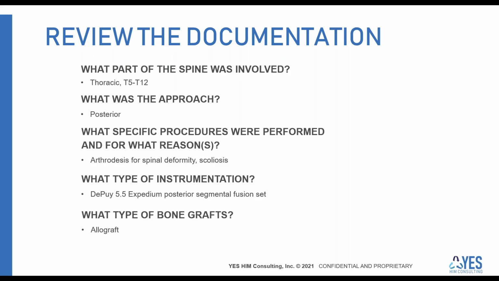So let's do our questions again. We always want to start with that. What part of the spine was involved? Thoracic, T5 to T12. The approach was posterior. And what was the specific reason? And again, we always want to note that it was done for scoliosis and one of the spinal deformities. What type of instrumentation was used? One of the specialized posterior segmental fusion sets for scoliosis was utilized, so it was posterior and segmental. And they also used allograft.